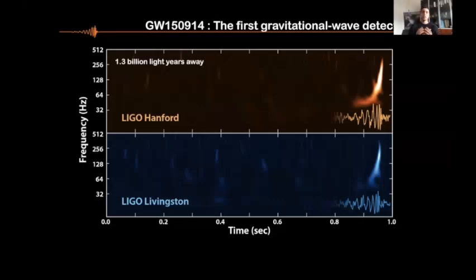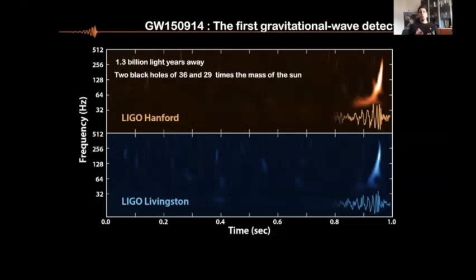life was starting to thrive here on Earth. No dinosaurs, no people, no anything, just microbes. Okay, so really long ago. And this signal reached us now, 4 years ago. This was produced by two black holes of around 30 times the mass of the sun that collided.